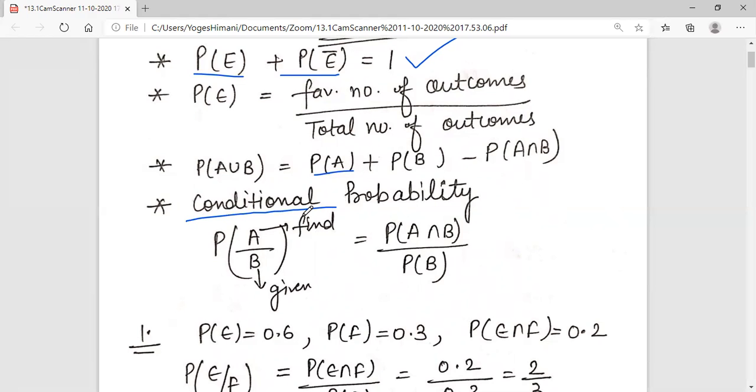Like the first toss is already given, that will come down, and what we have to find will come up. Probability of A by B formula: probability of A intersection B upon probability of B. Which thing is given, that will come down, and which we have to find, that will come up.